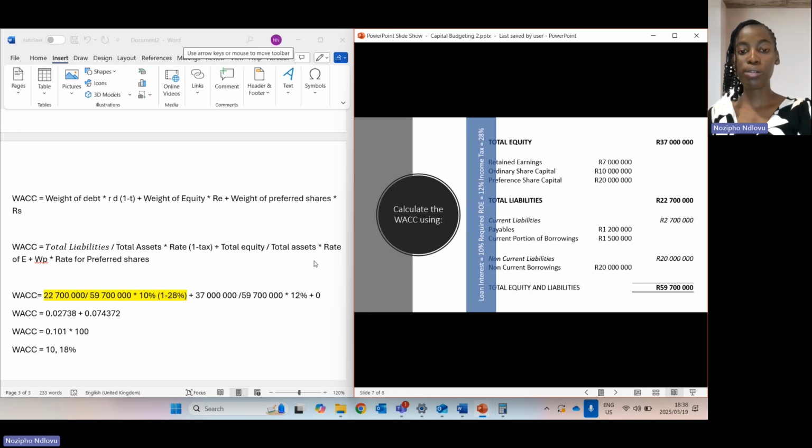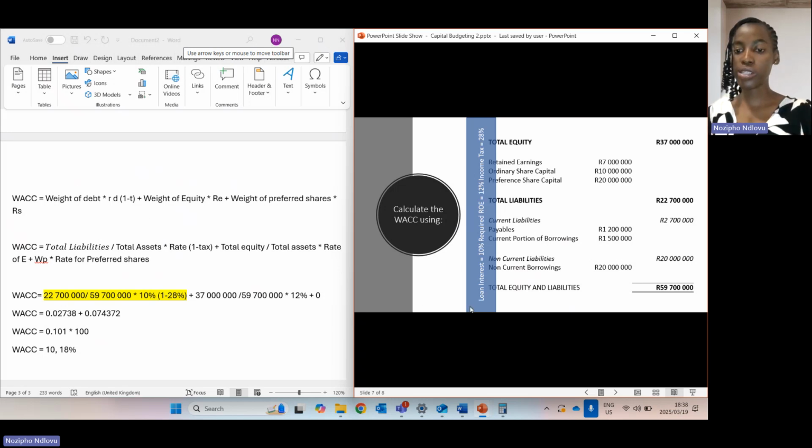Then you divide that by the total asset multiplied by the rate of equity. Then if we had the preferred share, we were going to also include them here. Where did we get the values? Total liability, where our total liability is 22,700. I put the 22,700 divided by the total asset, which is the total of the equity and the liabilities together, 59,700, still multiplied by the rate of debt.